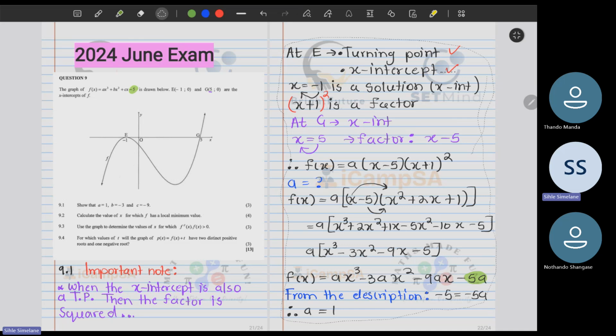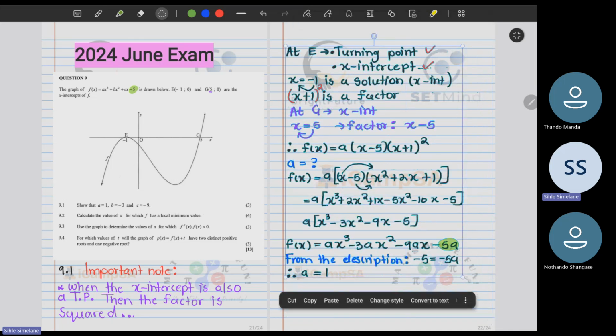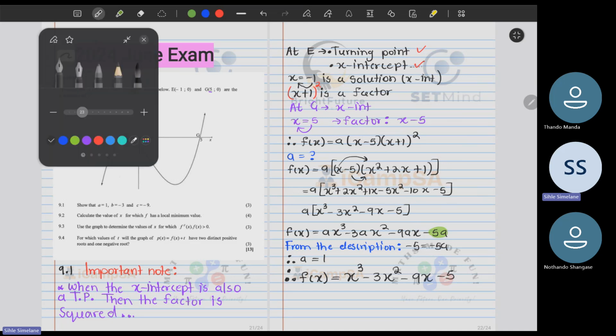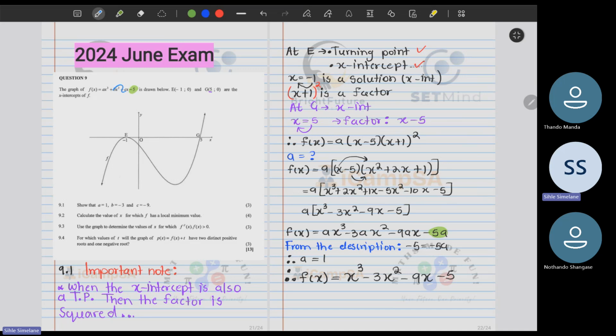So if now a equals 1, you will see that we have found the solution to our problem, because therefore it means our f of x is now x cubed minus 3x squared, and then minus 9x minus 5. And then now we start looking at the values they wanted. So they wanted a, which is what is multiplying x cubed, that becomes 1. So we can say answers.